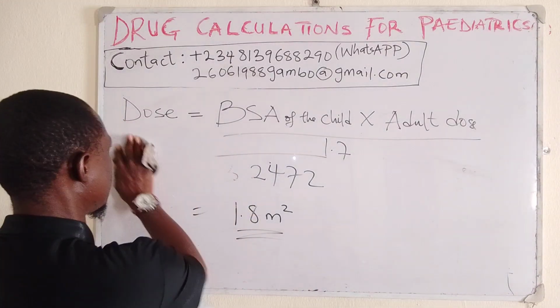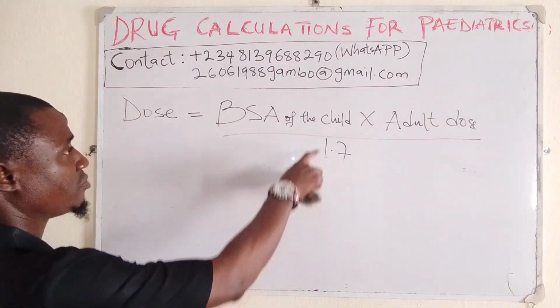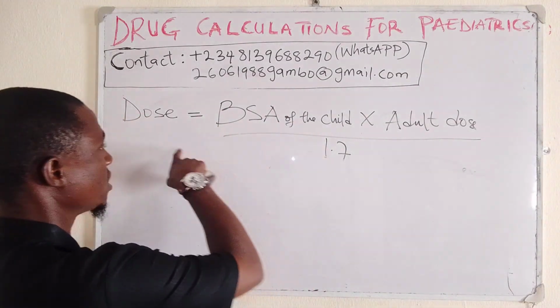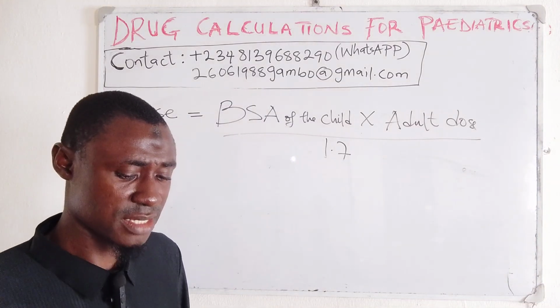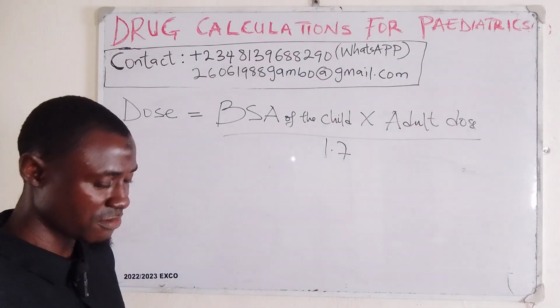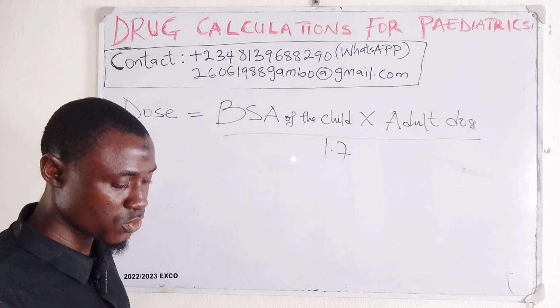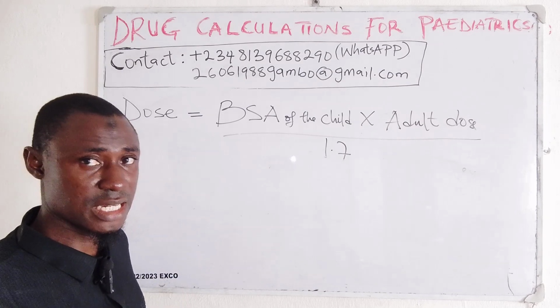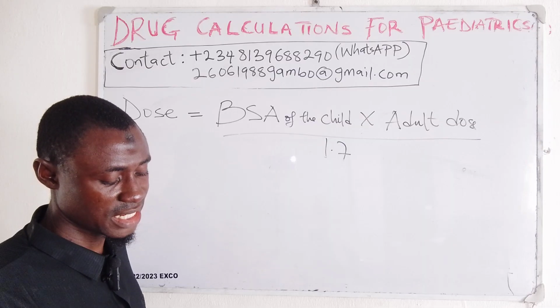So let's take an example where we can apply this formula to calculate the dose of a drug for a patient. I'll read it so that we can have the example. Now, example 1. What dose of gentamicin injection? So the injection that we're going to be considering here is gentamicin.